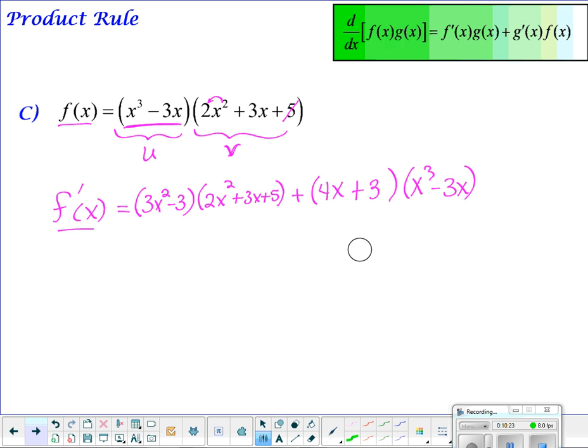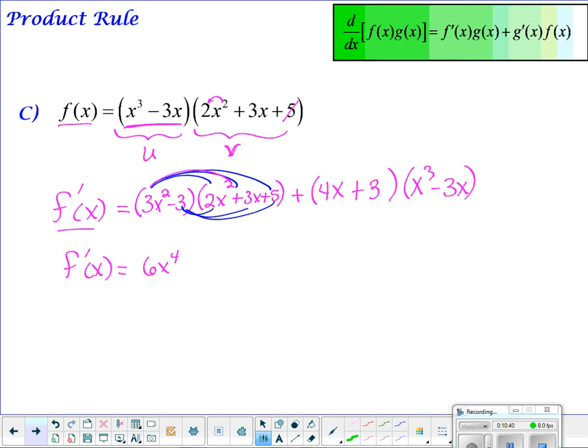It's basically done, but we'll want to simplify. So let's go ahead and do some distributing. And then I'll have to run this one through. So let's get that done. 3x squared times 2x squared will give me 6x to the 4th.